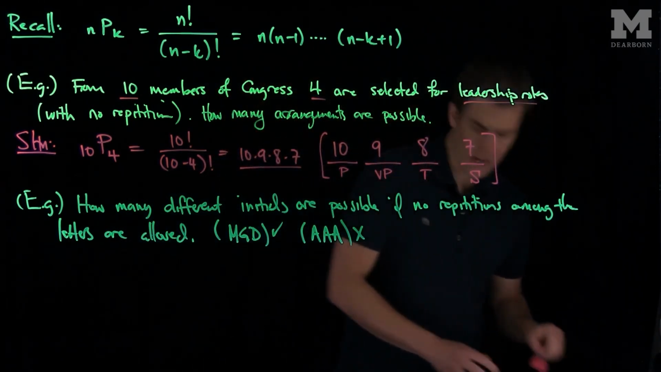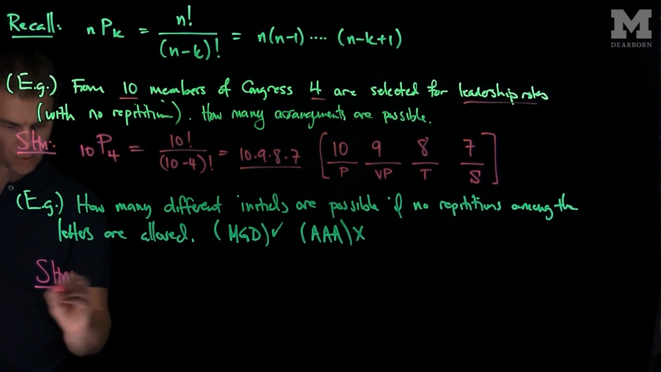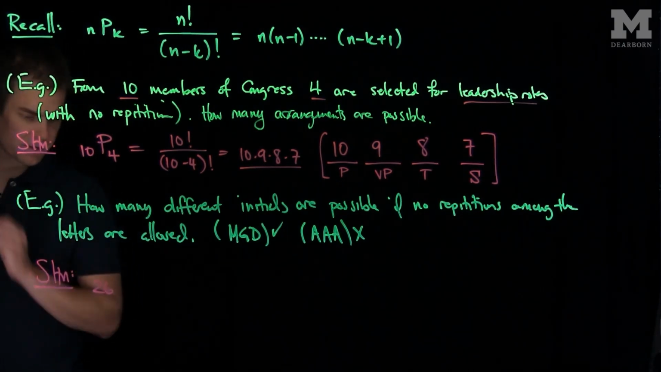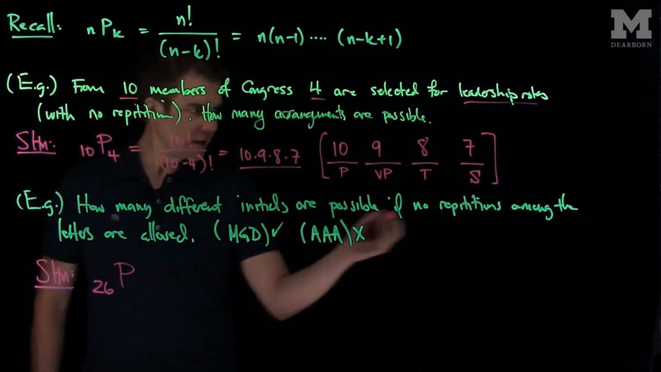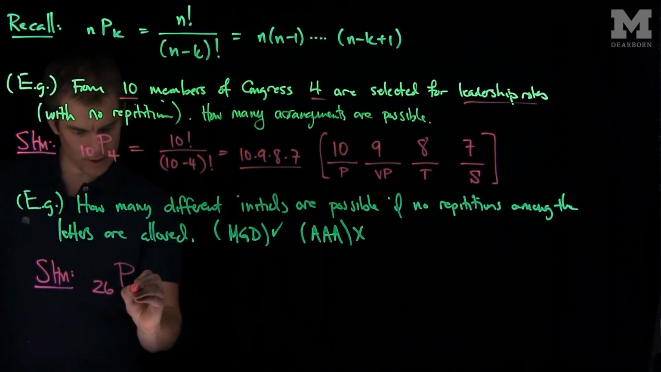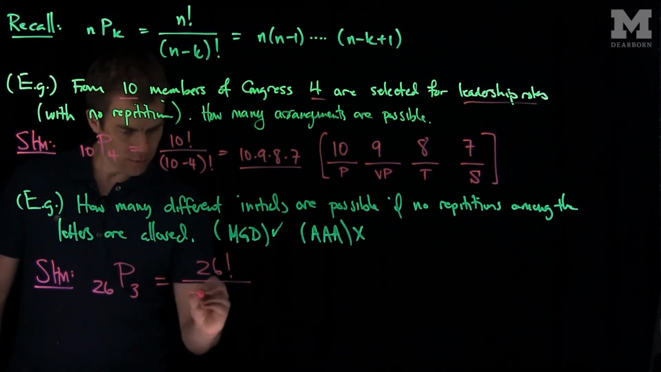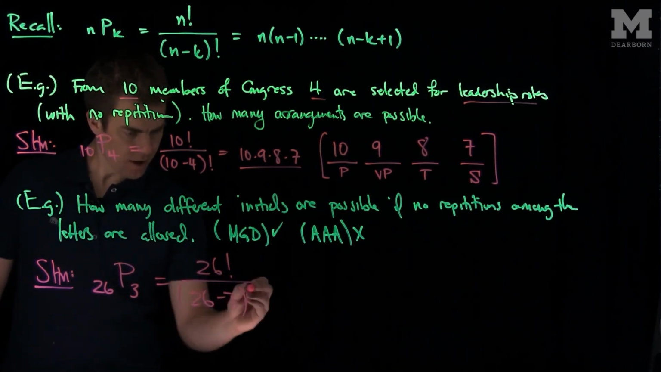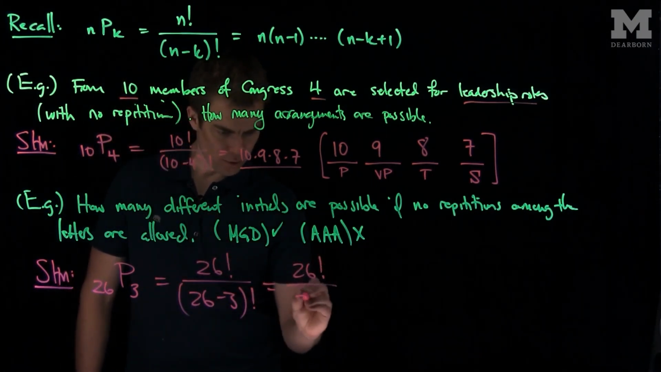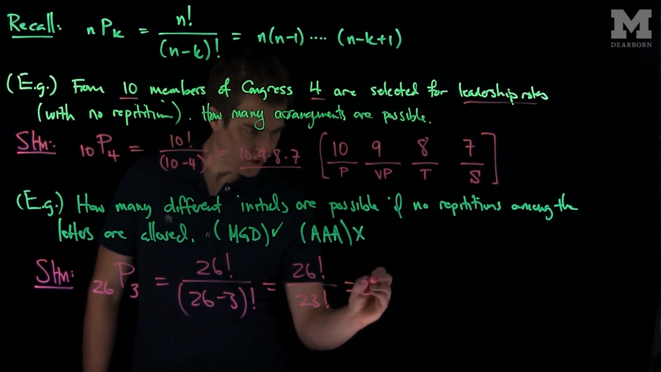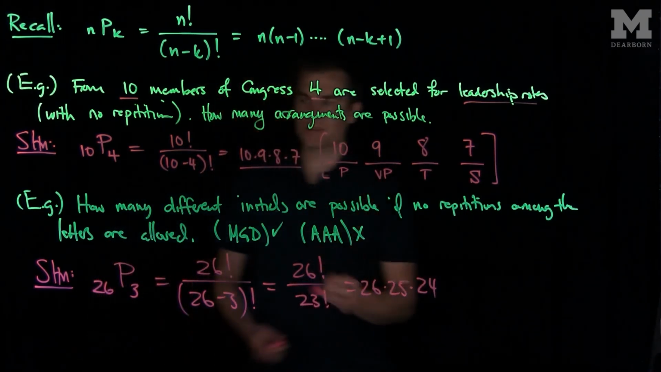So we count. The solution for this problem is we know there are 26 letters in the English alphabet. And then I have P, and from this 26, I have to do initials. Initials are 3 letters long, so I have 3. So this will be 26 factorial over 26 minus 3 factorial, which is 26 factorial over 23 factorial, or 26 times 25 times 24. And again, we can do the same reasoning as above.